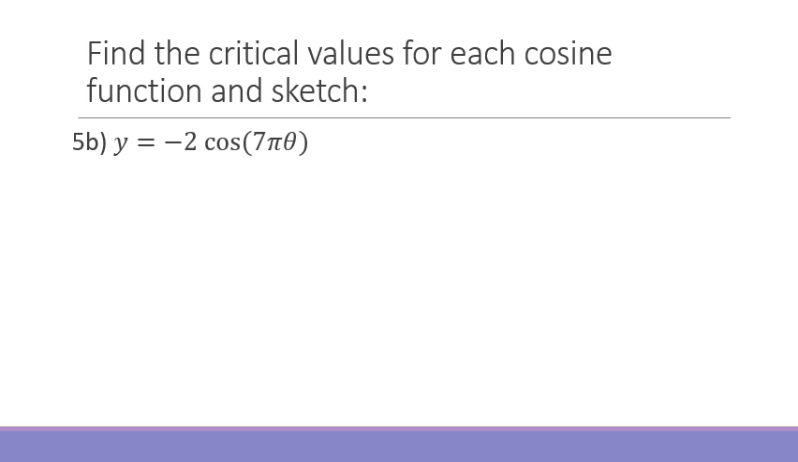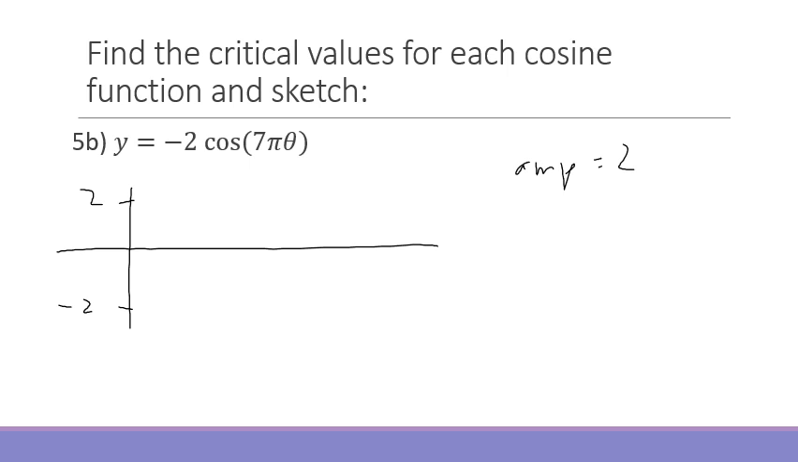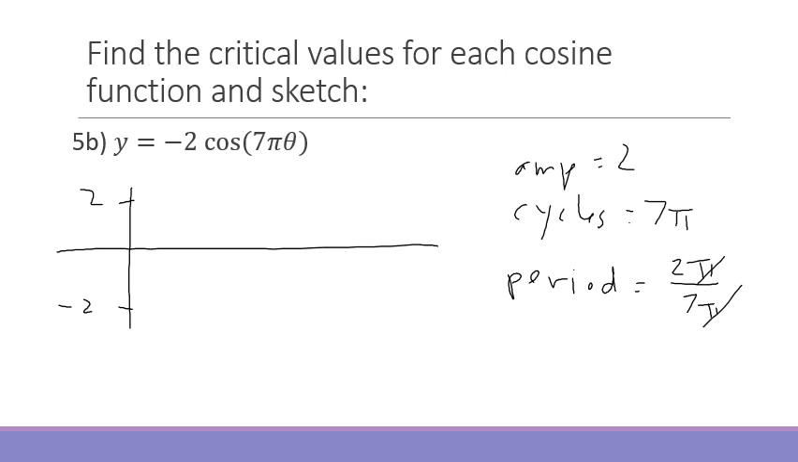All right, so let's try another one. -2 cosine 7 pi theta. So here we have a -2 out front, so our amplitude is 2, right? And then the number of cycles in this one is 7 pi. So if we want to find the period to be able to draw one cycle, we have to do 2 pi divided by the number of cycles. Our pi's are going to cancel, so our period is 2/7. Okay?